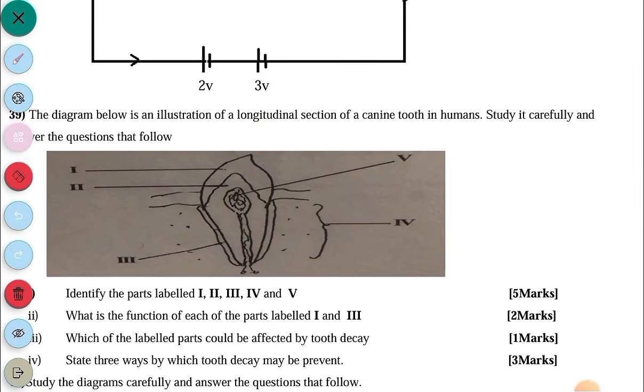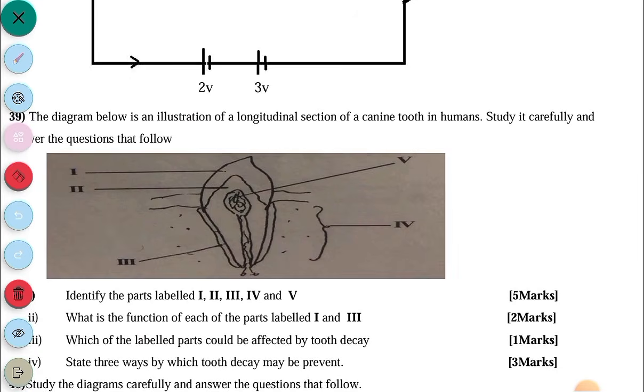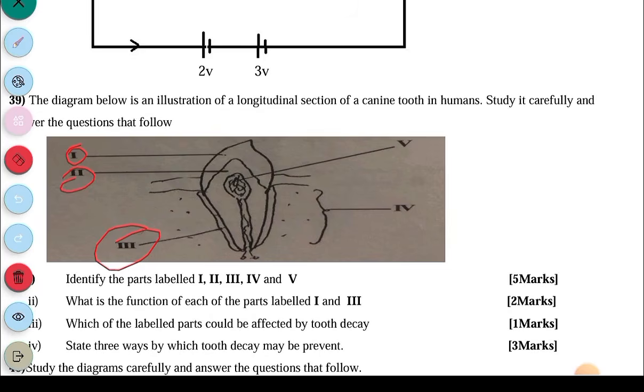So the next question has to do with the tooth as well. It says the diagram is an illustration of a longitudinal section of a canine tooth in humans. Study it carefully and answer the questions that follow. So the first one says label I. I is a canine. II is a dentine. Then III, okay, let's go to I. I is a cementum. Then IV is the root. Then V is the pulp cavity.